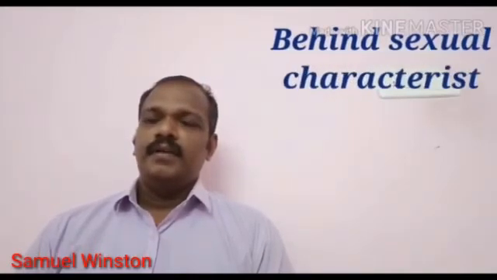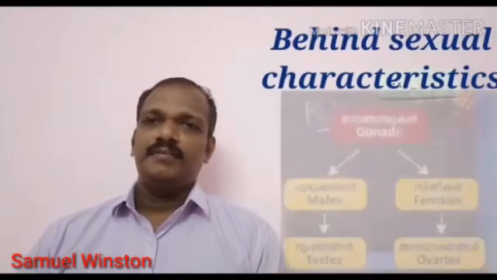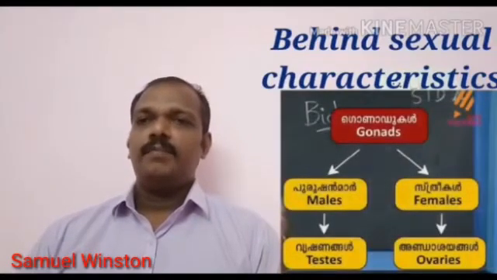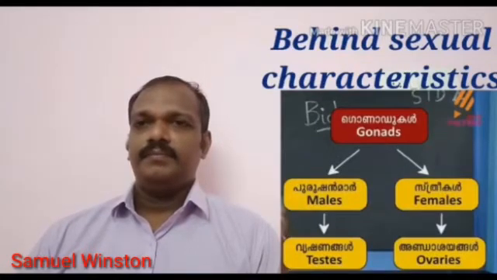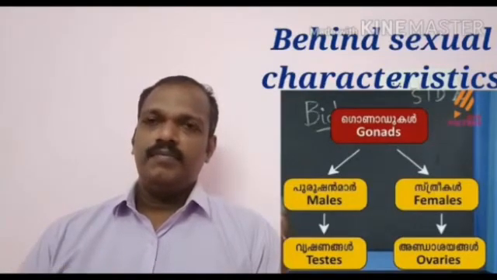What is the reason behind secondary sexual characters? The reason behind the secondary sexual characters is the gonads. Gonads are the reproductive organs found in male and female. In male, the testis is the reproductive organ or gonad. In female, the ovaries are the reproductive organs.